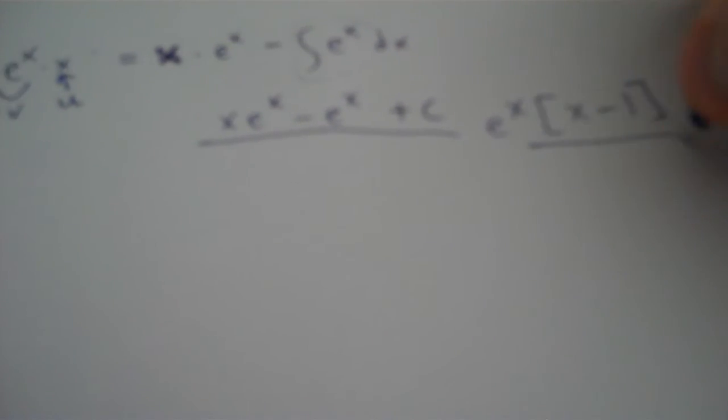So now taking the integral of e to the x, we just have x e to the x minus e to the x. And we want to add on our constant of integration since it's an unbounded integral. So that's simply our final answer. You can simplify it to e to the x times (x minus 1), if you want to.